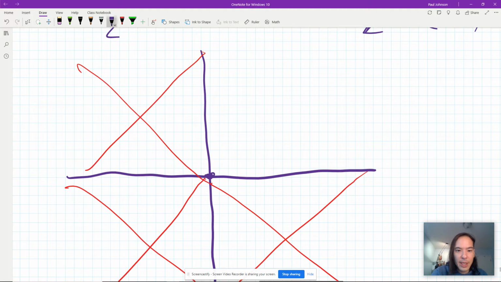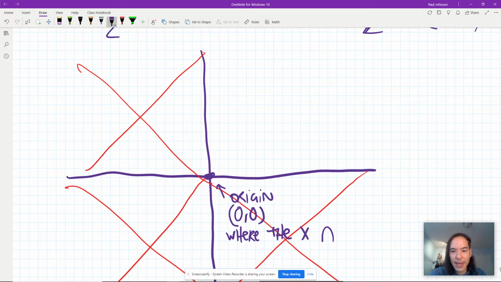And basically, here's our origin. Remember, your origin is the spot 0, comma 0. It is where the x-axis and y-axis intersect.